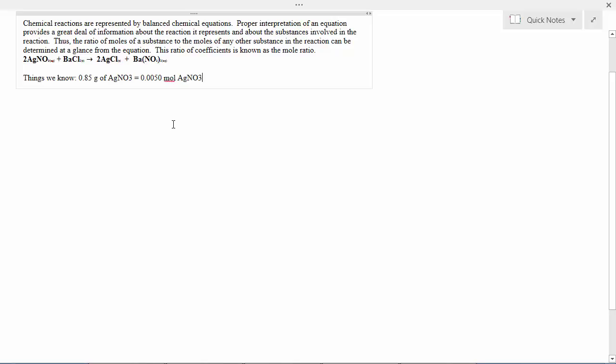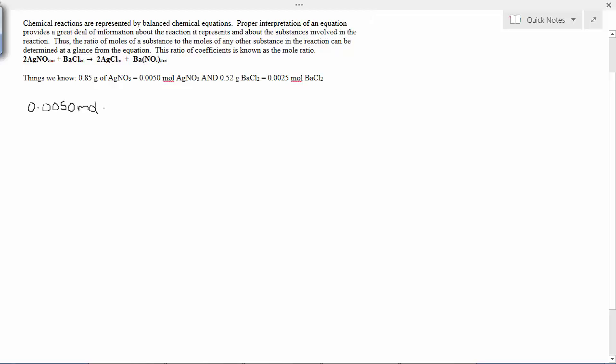Okay, I'm going to change this a little bit. I'm going to say, look at things we know. We know from the lab that 0.85 grams of silver nitrate is equal to 0.005 moles of silver nitrate, and 0.052 grams of barium chloride is equal to 0.0025 moles of barium chloride.